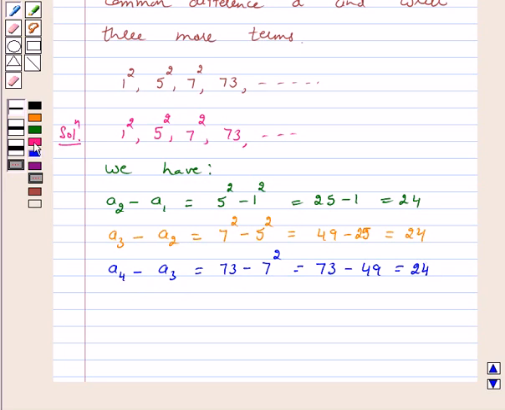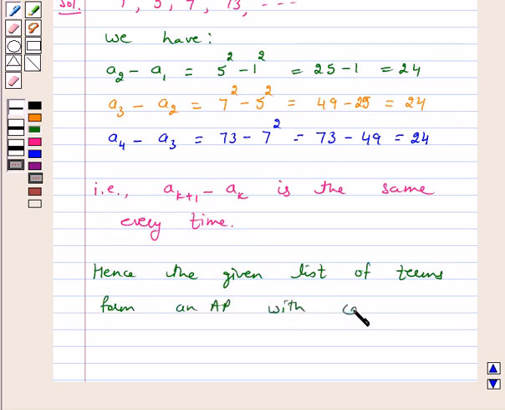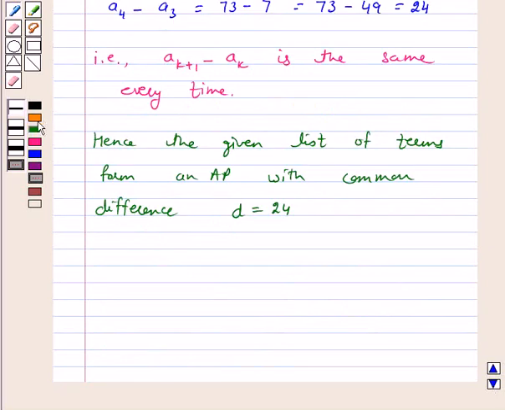That is, a(k+1) minus a(k) is the same every time. Hence, the given list of terms forms an AP with common difference d equal to 24. Let's write the next three terms.